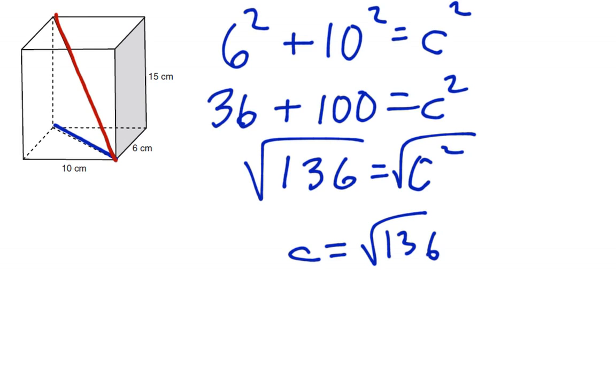And for the purposes of our class, we're just going to leave it like that. It probably can be simplified, or given a decimal approximation. But what we're about to do in just a second is to use that number and then square it again. So I'm just going to get my 136 back.